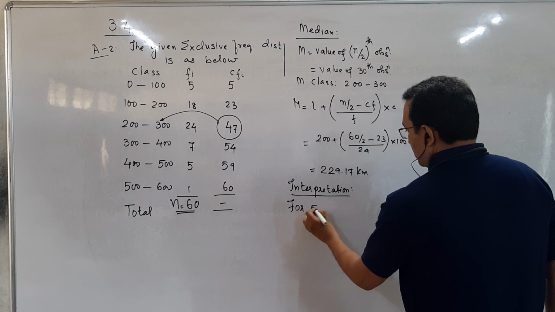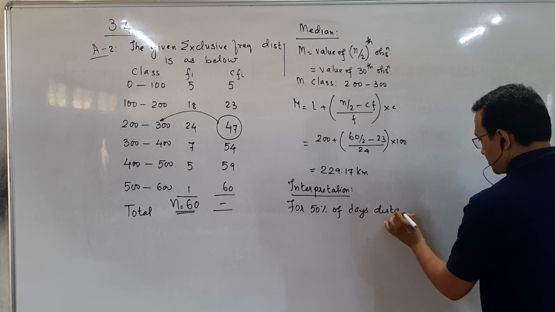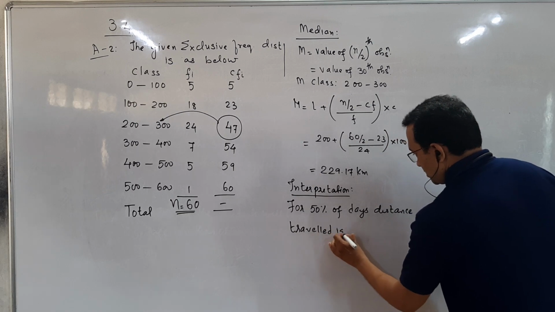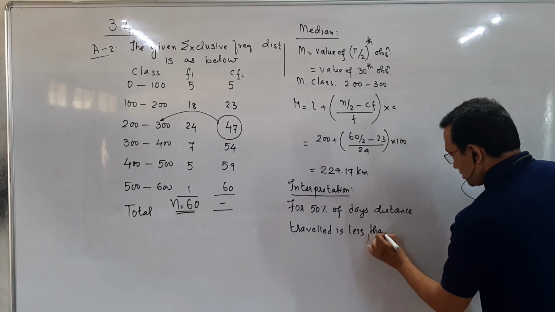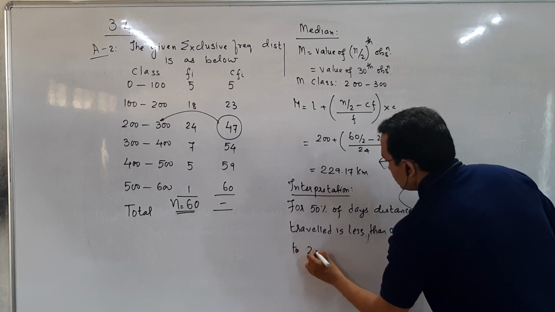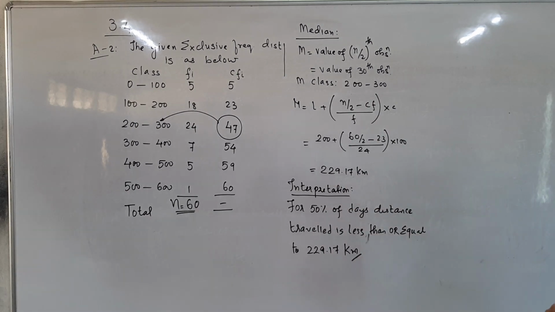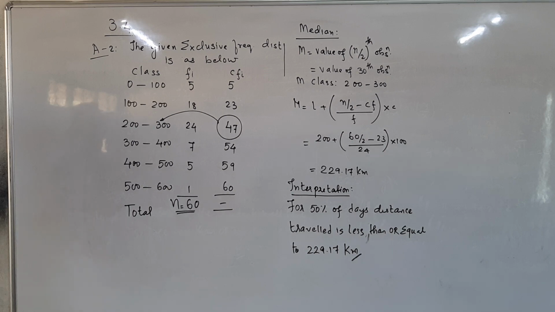Hence, you can say for 50% of days, distance traveled is less than or equal to the median, which is 229.17 kilometer. Always the percentage you have to write for fi. So for 50% of days, distance traveled is less than or equal to the median, which is 229.17 kilometer.